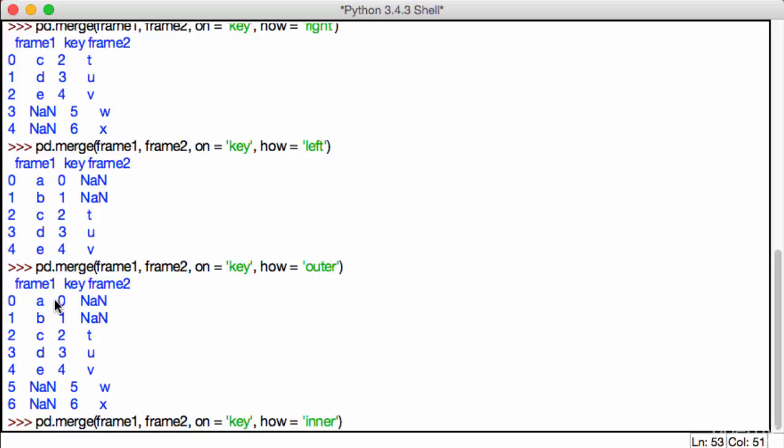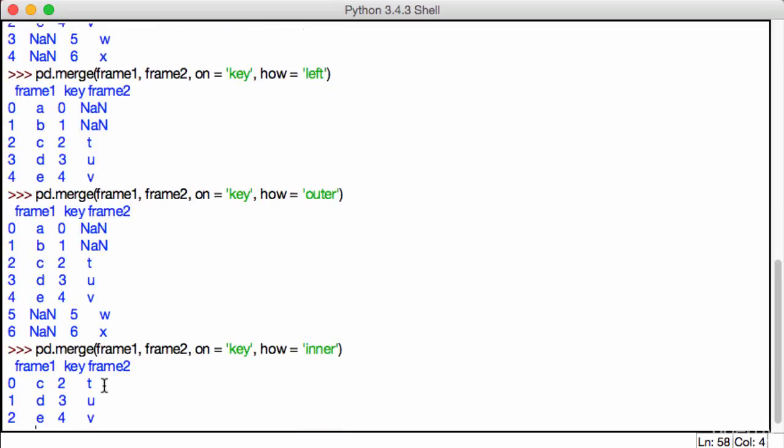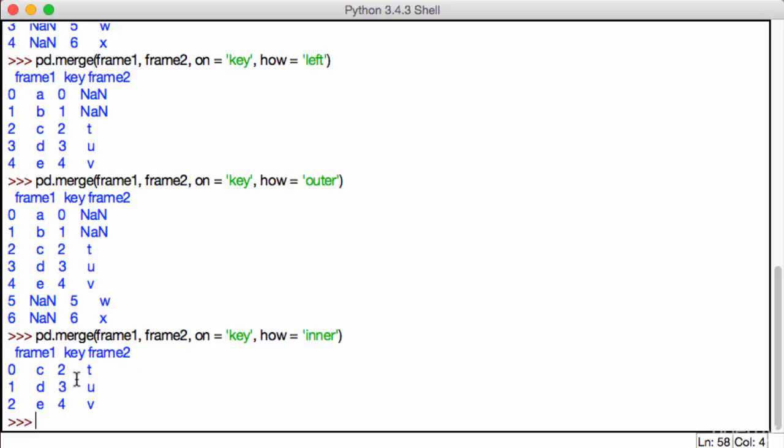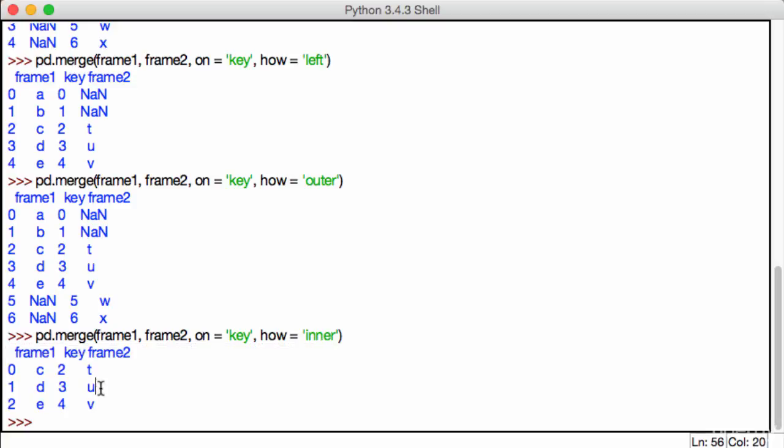And inner is the default one. So inner is the first value that we got up top, and inner is where if both of them have it. So if frame 1 and frame 2 both have the same key, only then will it be displayed. So since frame 2 and frame 1 had 2, 3, 4, the same keys, that's how it was displayed. Okay. So this was merging.